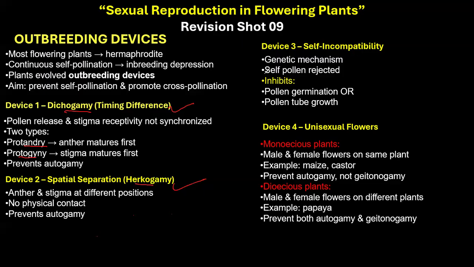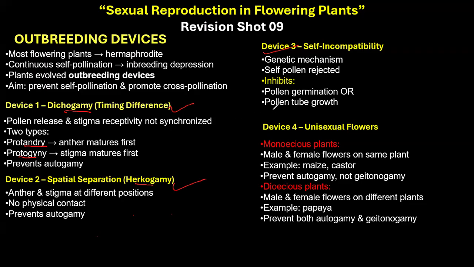Number three is your self-incompatibility. Self-incompatibility is a genetically controlled mechanism. Even if pollen lands on the stigma, it is rejected if it is from the same plant. This rejection may occur by preventing pollen germination or pollen tube formation. That means pollen tube formation will not happen. So the male gamete cannot reach the egg, the female gamete.